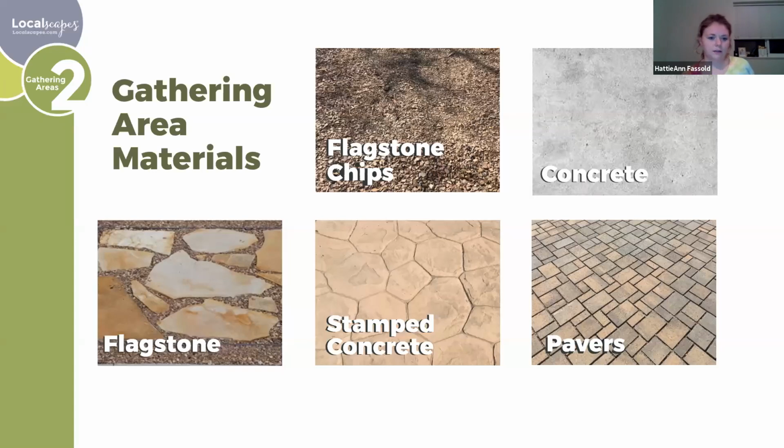So different materials that we have here. We have flagstone chips, and that would also go in line with gravel a little bit. Flagstone chips are a little bit different because they do compact a little bit easier. But I probably still wouldn't use them in a main gathering area. And flagstone chips are really easily available, which makes it nice because it can be a really easy do-it-yourself kind of project, right?